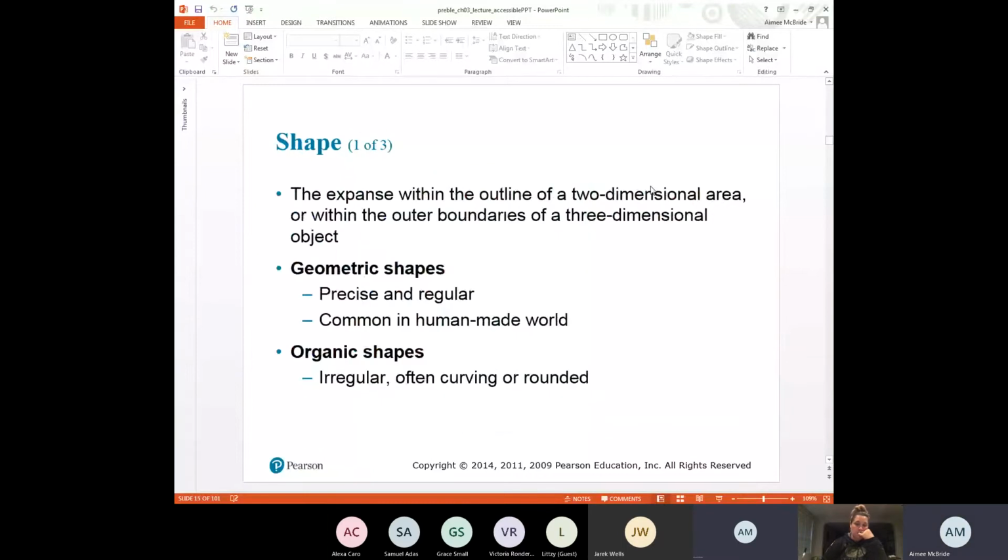Moving on from lines to shapes. I'm going to make this a little bit more complex now. Not really. So with shapes, there's a couple of different kinds of shapes. There's geometric shapes, which are like triangles and squares. Organic shapes, which are a little bit more irregular and curving. And like we've been doing, we're going to look at some examples.